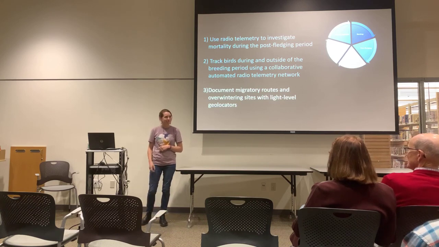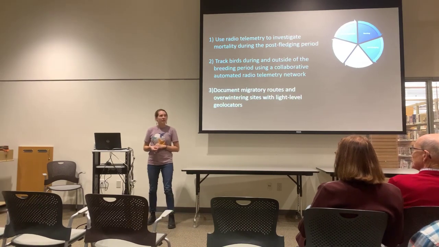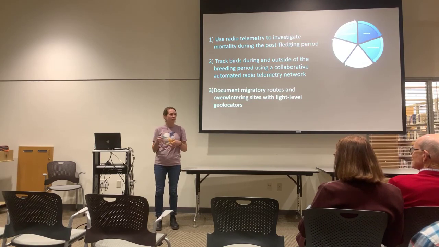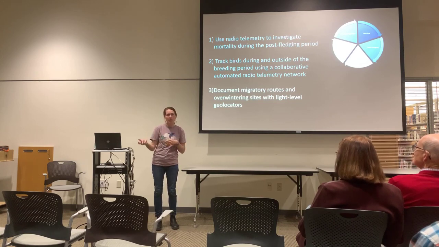How many eggs do they usually lay? Yeah, it depends on the species. For the Brewer's sparrows and sagebrush sparrows, it's 3 to 4 eggs per clutch, and then for sage thrashers, it can be up to 6 eggs, but it's usually somewhere between 3 and 6.